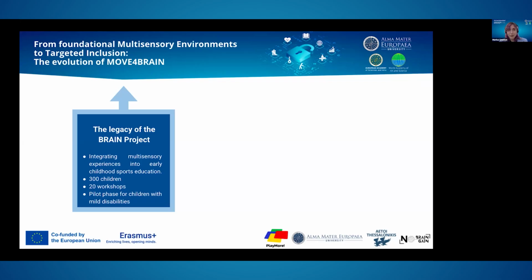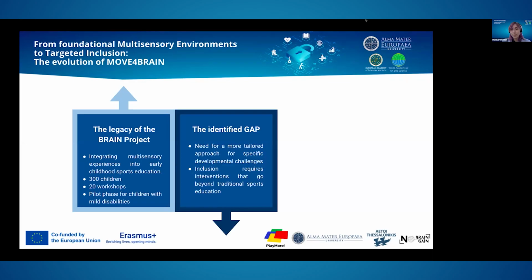The idea to create a follow-up on this actually came from a pilot phase that was presented during the Brain project for children with mild disabilities. This pilot phase highlighted a gap in the initial methodology. And this gap was that the inclusion and development of children with mild disabilities requires a very tailored approach that goes beyond traditional sports education and beyond what the Brain project had developed.